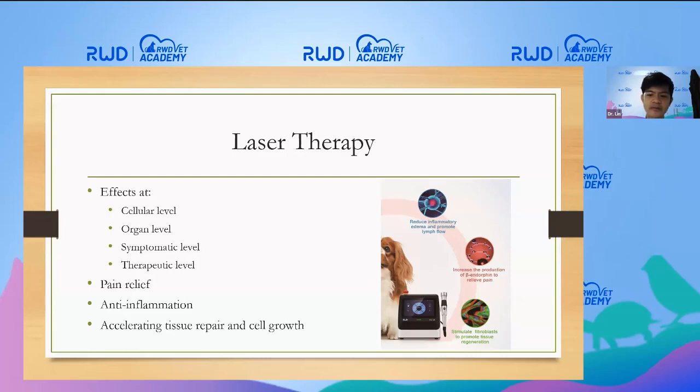Effects at the organ level: combined effects of rehabilitation of cell and connective tissues repaired by laser light. Effects at the symptomatic level: resumption of proper organ function. Effects at the therapeutic level: as the organs heal, the symptom will resolve. There are three main effects of laser therapy, including pain relief, anti-inflammation, and accelerating tissue repair and cell growth.